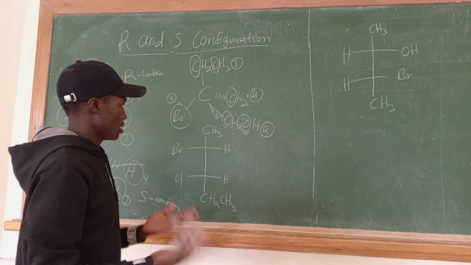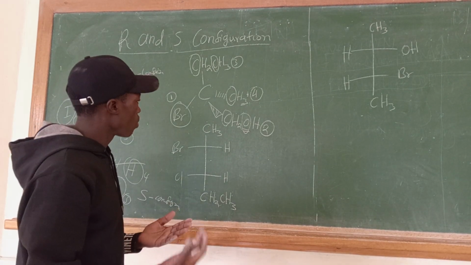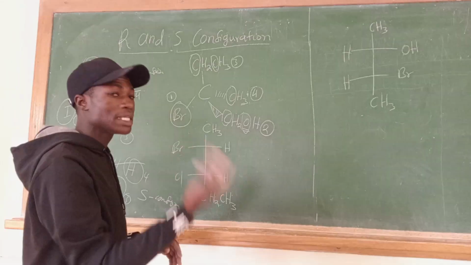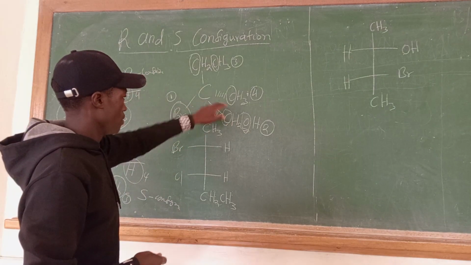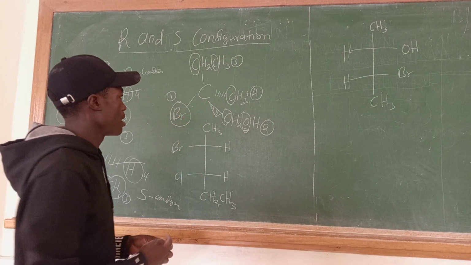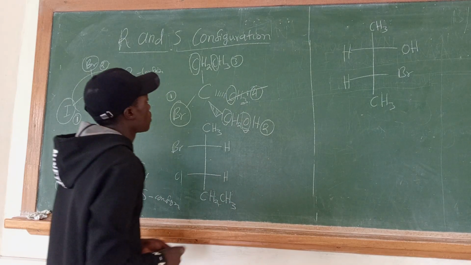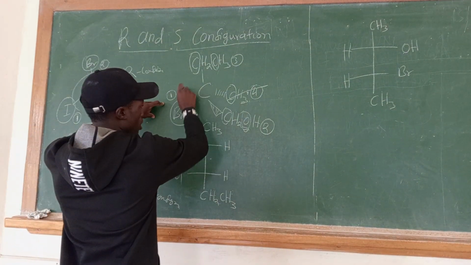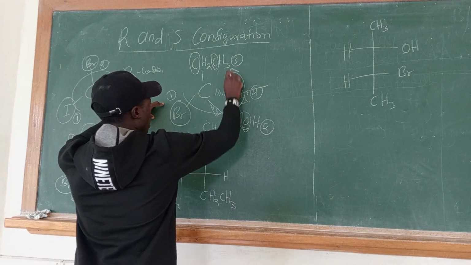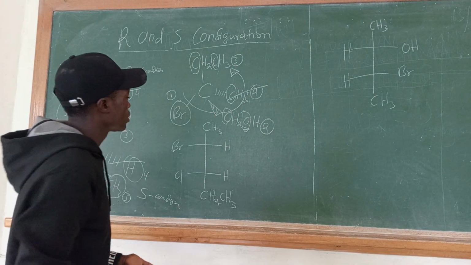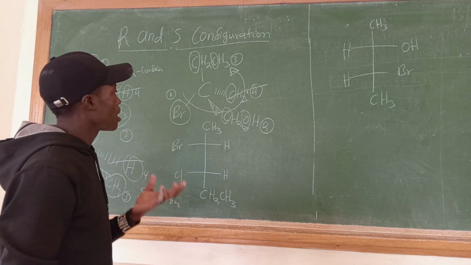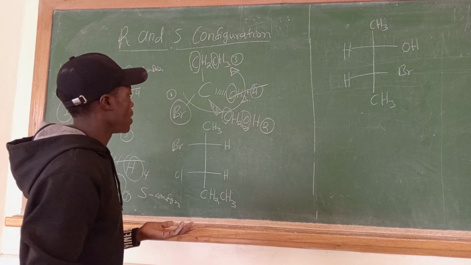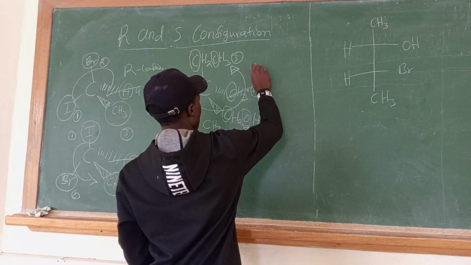Now, just as I said, the last group, number 4, should be facing the back. So you are good to go because it's facing the back. Then you can now cross it. So we can now trace our arc. We have 1, 2, 3. So the arc is going this way. Now, which configuration is that? That is the counter-clockwise direction. So we assign S configuration.